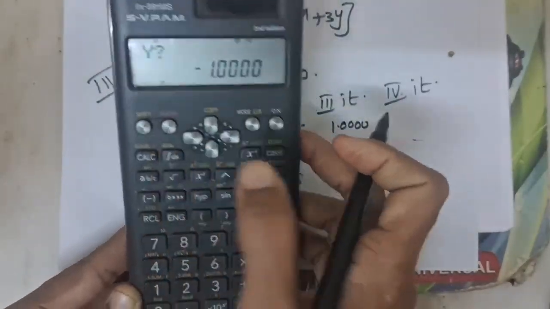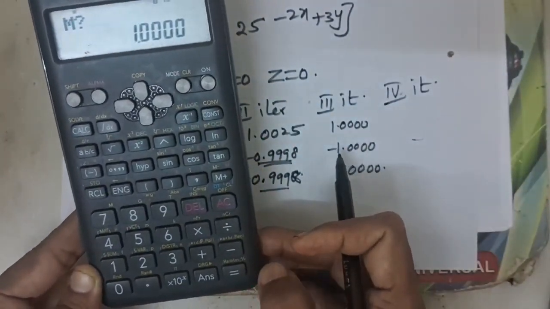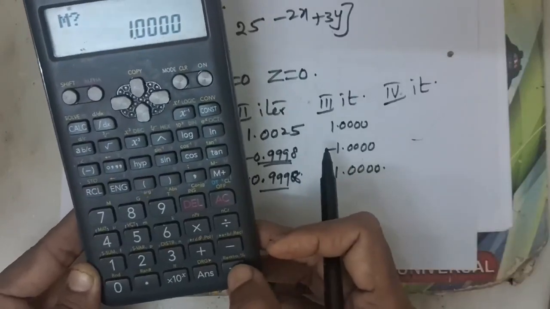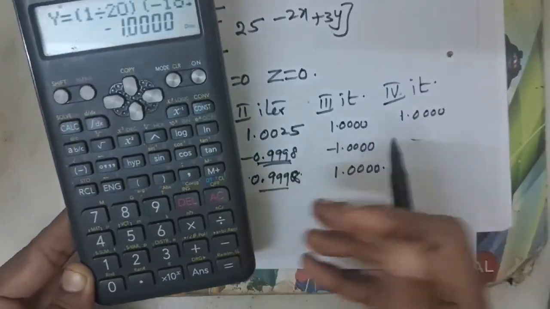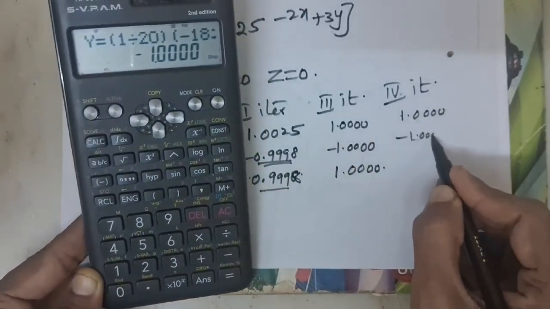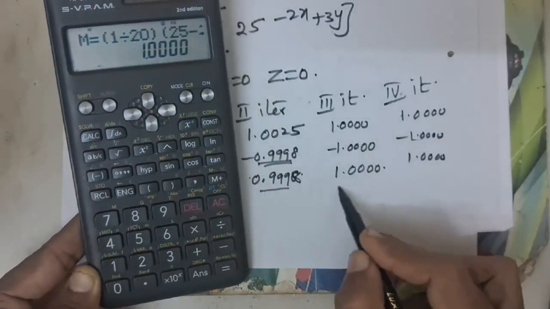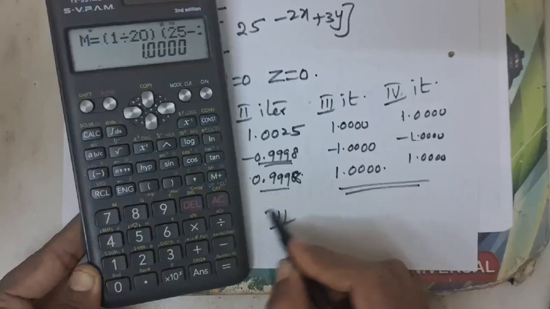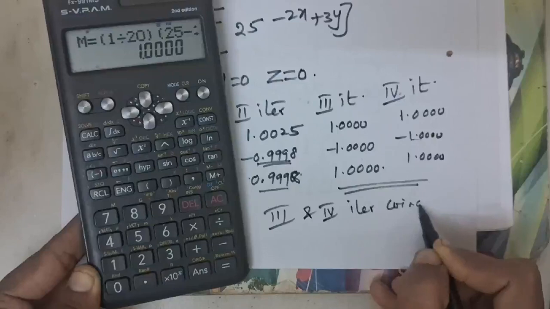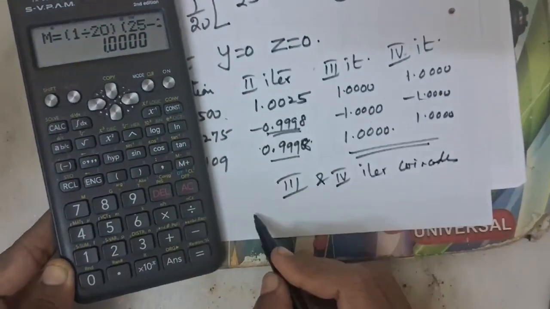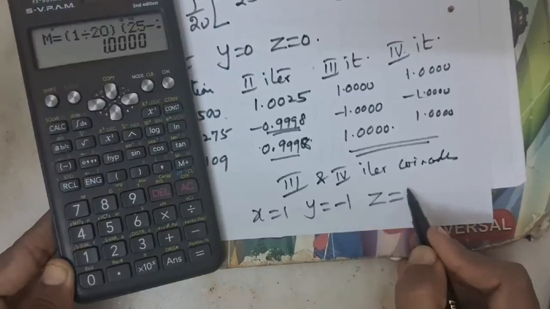Now if you move to the fourth iteration, what you have to do? Press calc. If you press calc, it will ask for y. Y is minus 1. M is nothing but z, which is 1. Now press, you are getting your x as 1.0000, y as minus 1.0000, z as 1.0000. Now if you observe, your third and fourth iteration coincides. Therefore, I can conclude that x is equal to 1, y equal to minus 1, z equal to 1.